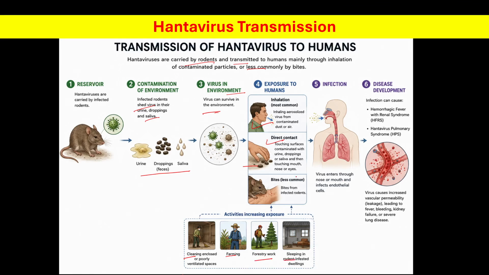The virus enters through the nose, mouth, and infects endothelial cells. And this infection can cause hemorrhagic fever with renal syndrome, HFRS, or hantavirus pulmonary syndrome, HPS. The virus causes increased vascular leakage, leading to fever, bleeding, kidney failure, or severe lung disease.